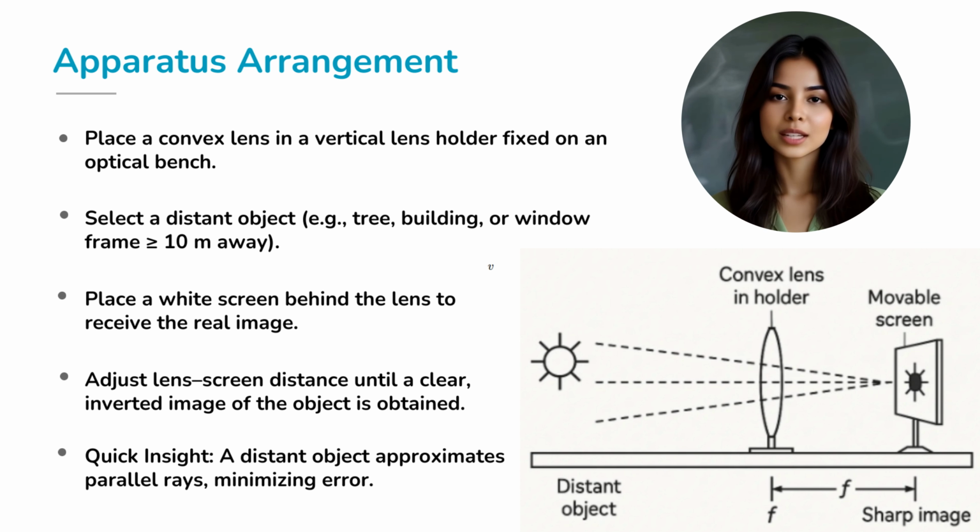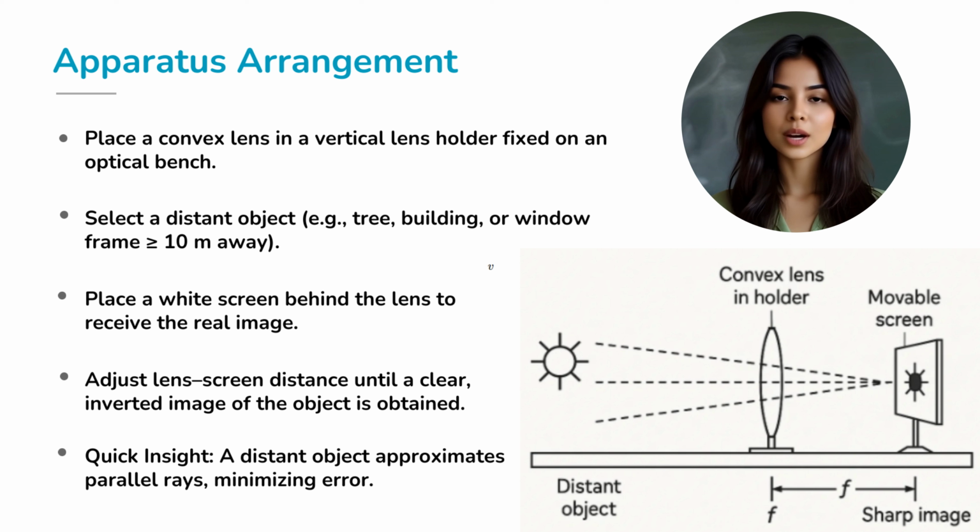We begin by placing a convex lens in a vertical holder that's fixed on an optical bench. This ensures stability so the lens doesn't wobble while we experiment. Next, we choose a distant object, something at least 10 meters away, like a tree, a building, or even the frame of a far-off window. The reason is simple. When the object is very far away, the light rays reaching our lens are almost parallel, which reduces experimental errors. Behind the lens, we place a white screen to capture the image.